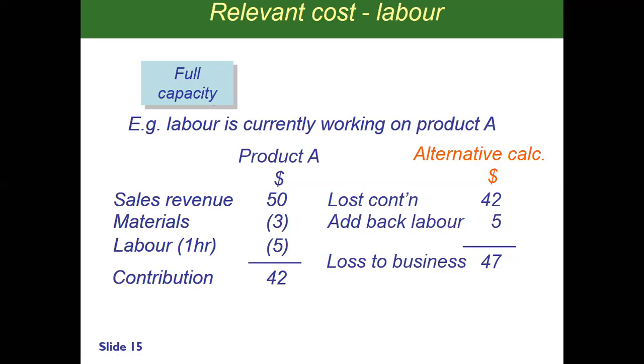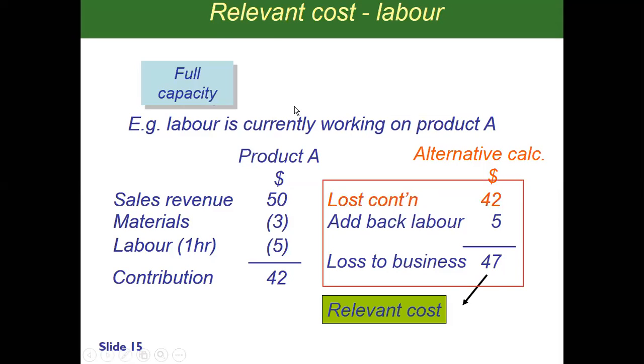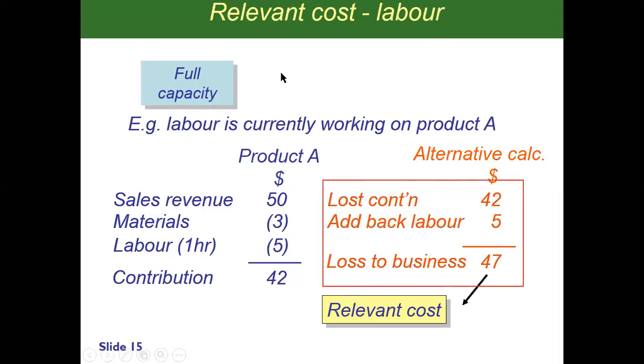This is something which you definitely will be needing in your F5 thing. The opportunity cost of labor. Always remember this thing. If you remember this structure, always say what is the lost contribution and add back labor to it. You will get your opportunity cost of labor. Okay, so this is the relevant cost of labor in this case. Any question until here?